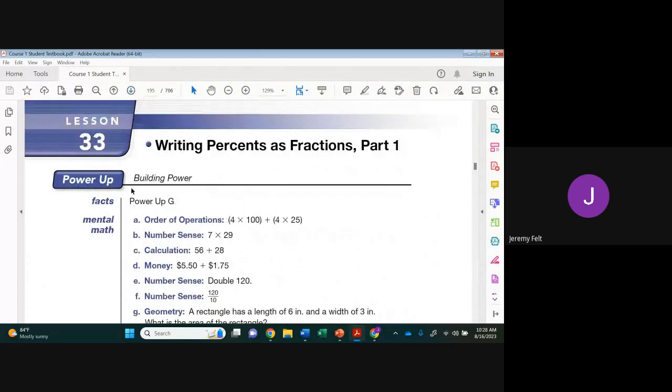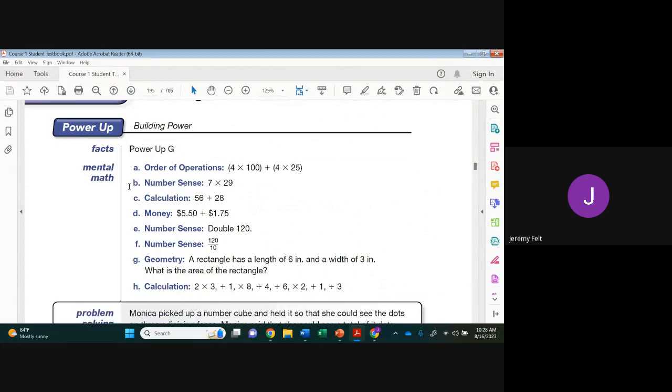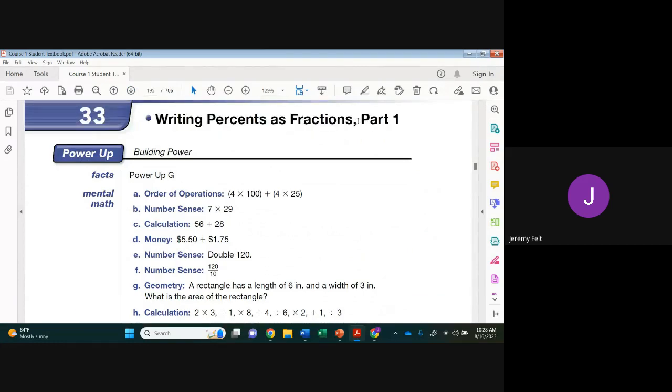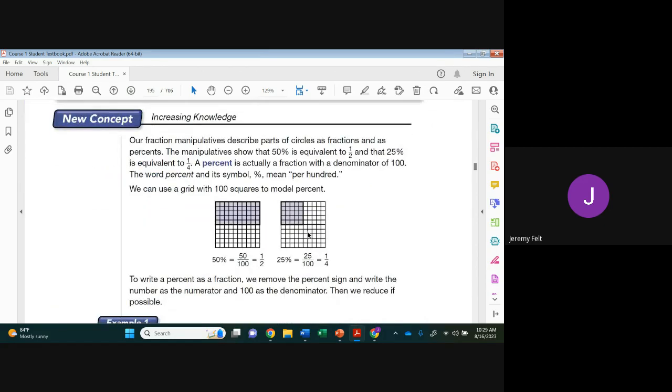Okay, and then lesson 33, the last one that we're working on for this video, writing percents as fractions, part 1. It says part 1 because we'll be doing this the entire year and into 7th grade, 8th grade. You guys are doing it in high school. It'll become so repetitive that you'll just do it without even having to think about it, which is nice. But for right now, it may be a little bit newer. So let's slow down and look at what we're doing. So we're writing percentages as fractions.